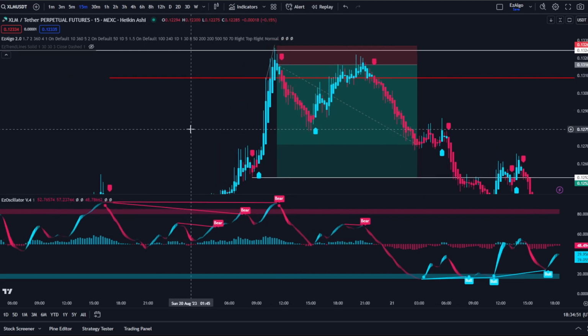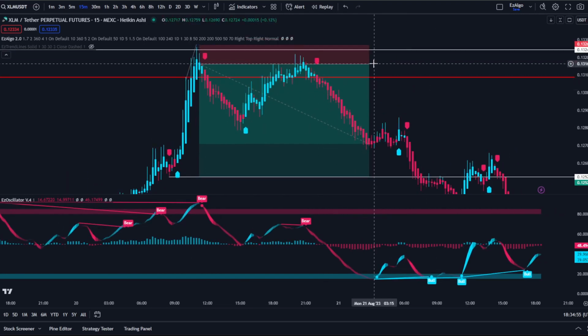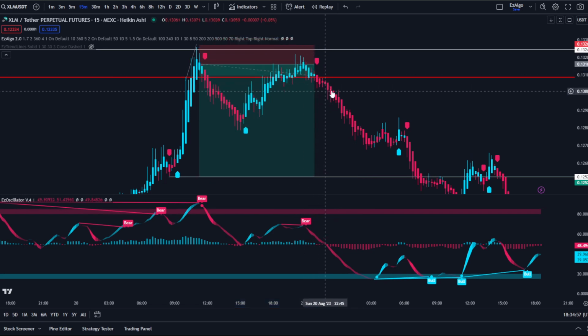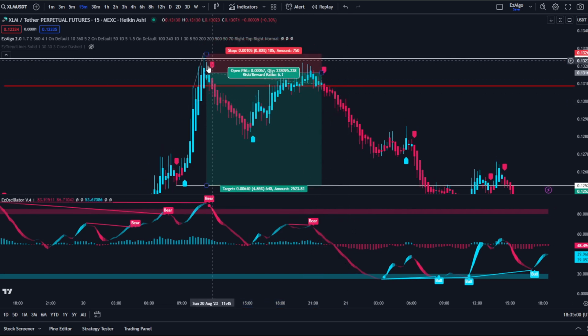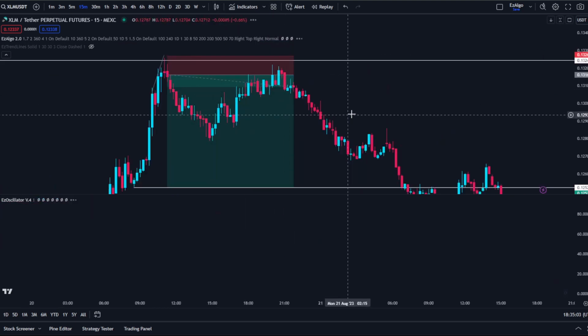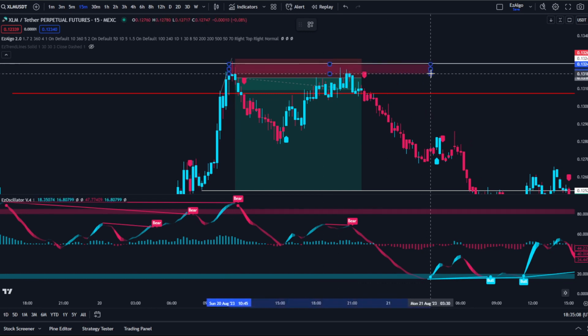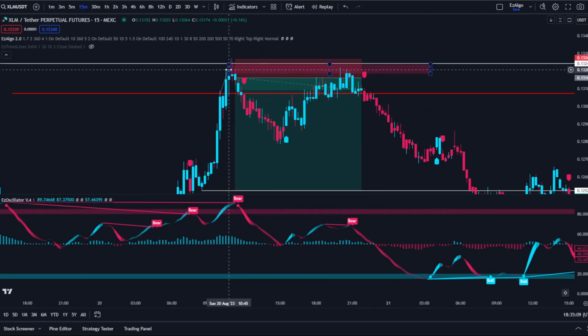If you had missed that first initial entry, you could have entered again on this EzAlgo sell signal on the 15-minute time frame. Right? This is also a valid sell signal because we are still technically at a resistance zone. We had already swept that liquidity. And if we go down to the standard candles, you can see that we also had an EzAlgo resistance level right here.